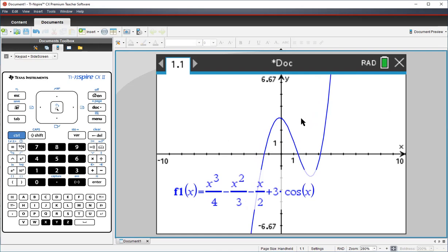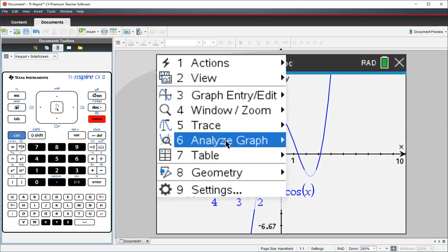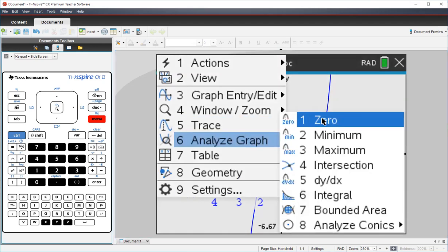All right, so the first problem that they want us to do is to find the area of region R, which is this area here between the curve and the x-axis and the y-axis here in the second quadrant. So that's not a tricky problem, but the one thing we need to do is find the coordinates here. It's somewhere between -1 and -2, but I don't know where. So what I'm going to do is go to Menu, Analyze Graph, and find the zeros.